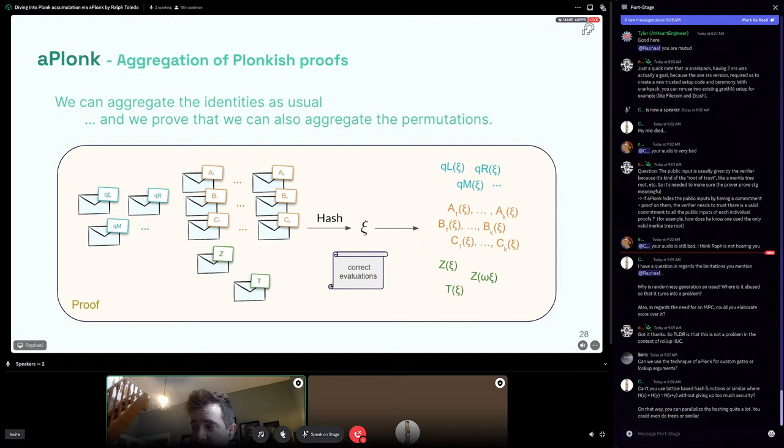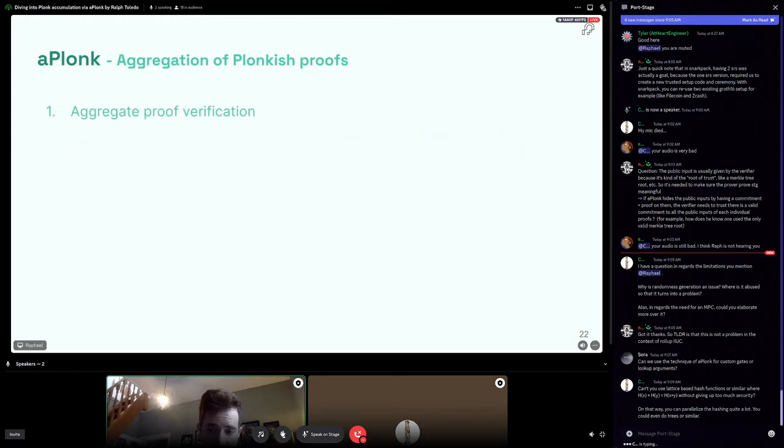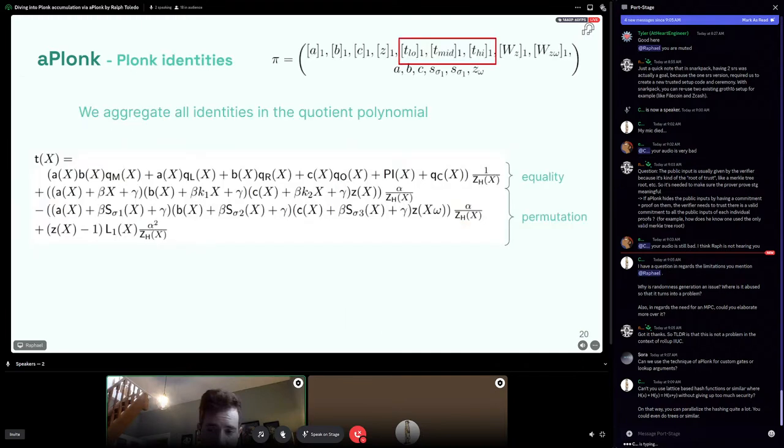Can we use the techniques of aPlonk for custom gates or lookup arguments? Yes. So we have implemented aPlonk with quite a few different custom gates. So it is definitely possible. The only thing that changes when using custom gates will technically be this polynomial T. So as long as these custom gates are being reused in the same secrets, you can use aPlonk very easily.